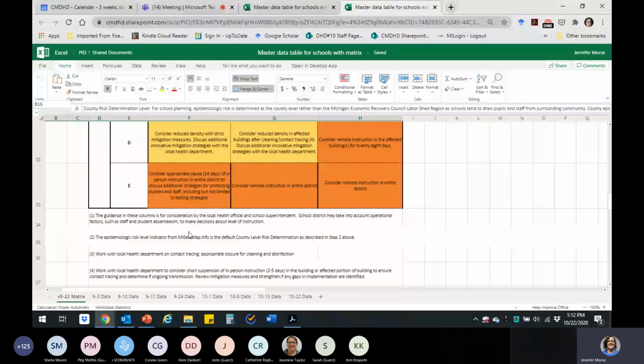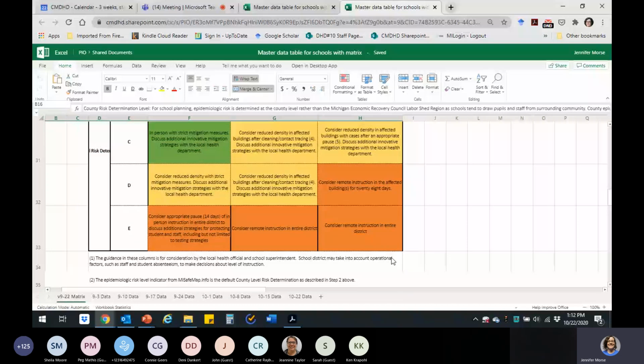Again, that is for one of two reasons. Either the cases in the community are leading to more cases in the schools, or the cases in the schools are contributing to the high rates in the community. We feel comfortable doing what we've been doing. If there's cases in the school, we handle them. We don't feel that the school itself is what's contributing to the higher cases in the community.